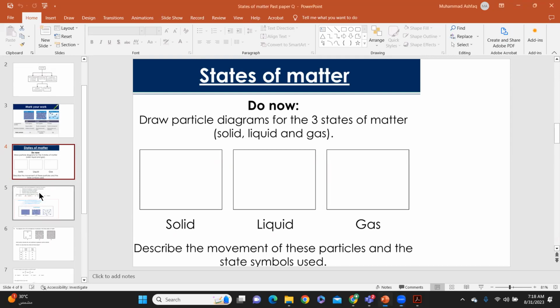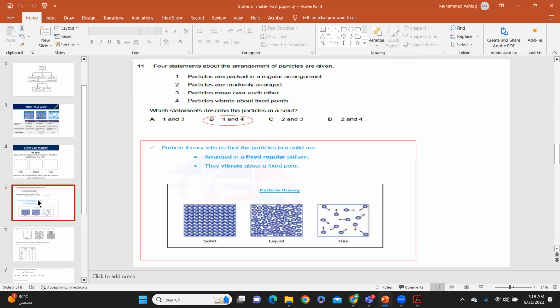Now here is the first question in front of you on your screen. Four statements about the arrangement of particles are given. Number 1, particles are packed in a regular arrangement. Give me only 10 minutes, then we will listen. So the first thing, particles are packed regular.